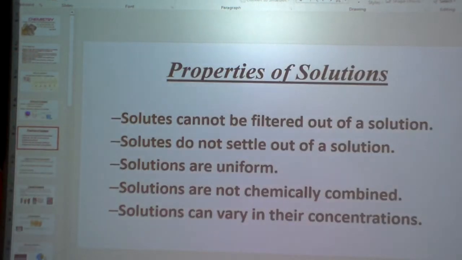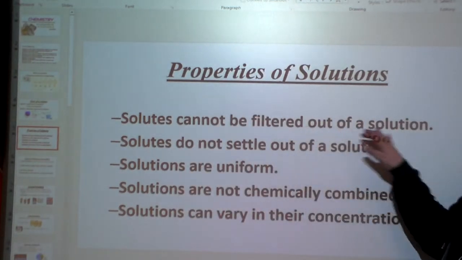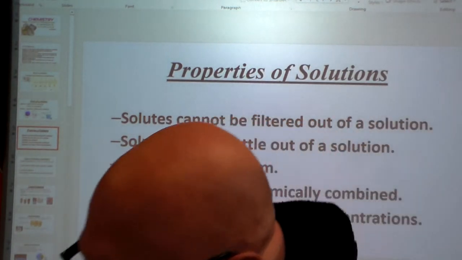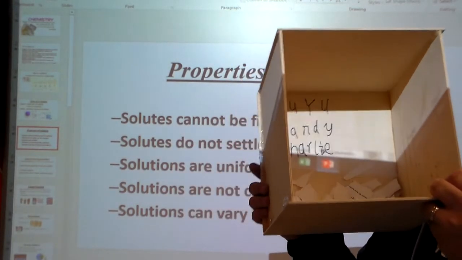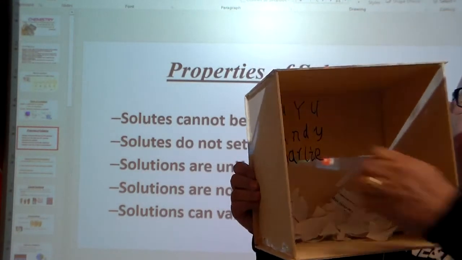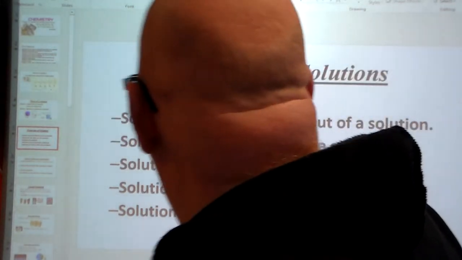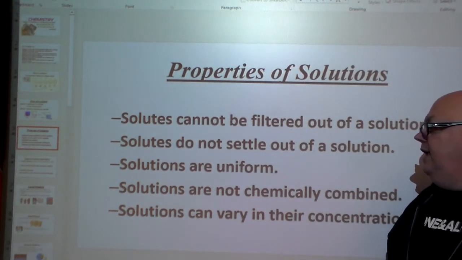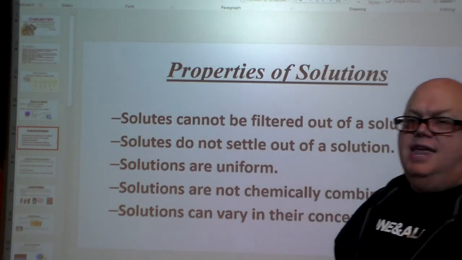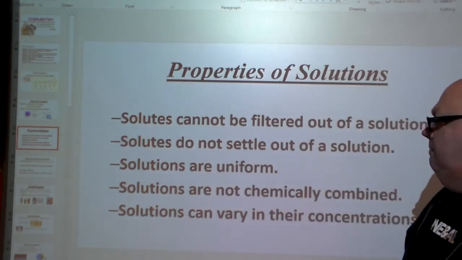Okay, let's keep going. So what are properties of solutions? The solutes, what gets dissolved, cannot be filtered out of a solution. Guys, I can't filter this out. It's dissolved. It's in such tiny little pieces, I can't really grab onto it again. That's the problem. The solutes do not settle out of a solution. So when you look at coffee, it stays as coffee. You don't see the coffee going to the bottom.